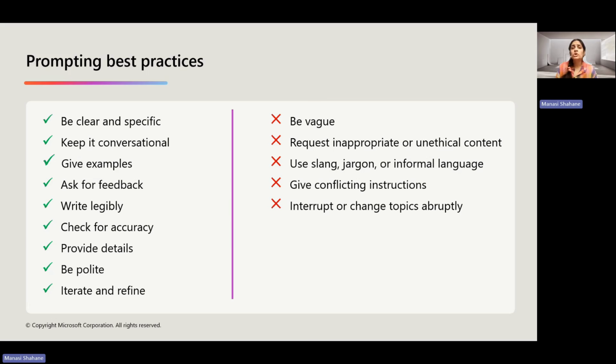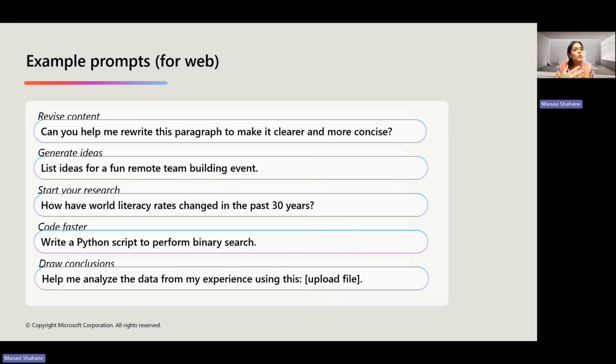Keep your grammar and punctuation in check, because that also matters. You're writing in natural language, in English, so that is going to be very, very important. Stick to the grammar and punctuation. Ask for feedback, write follow-up questions. If you feel you can make the prompt a little better, ask further questions to the Copilot until you get a satisfactory response.